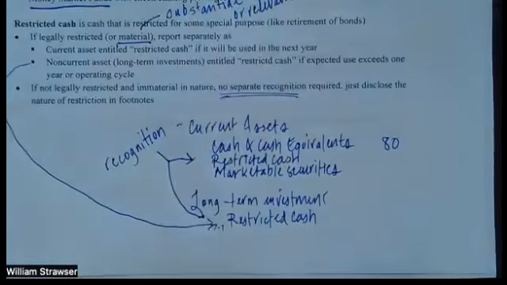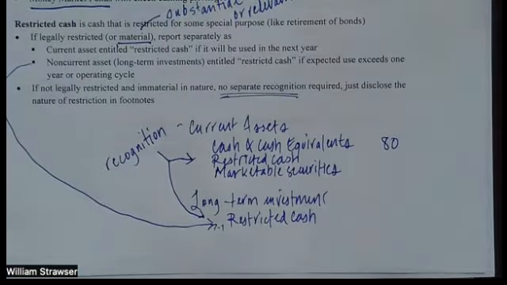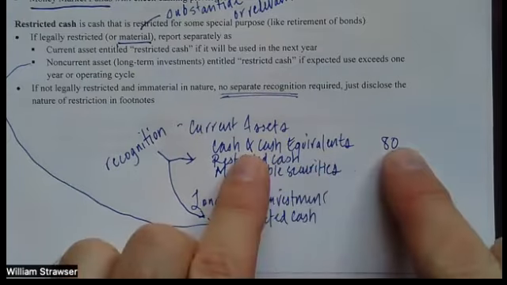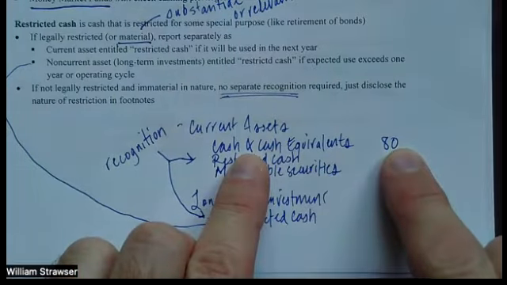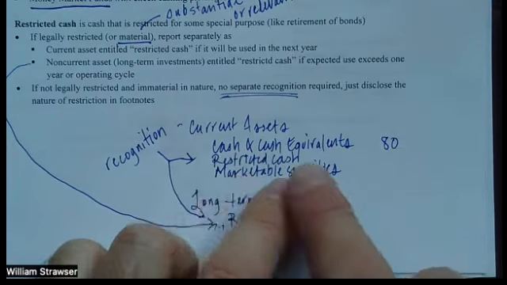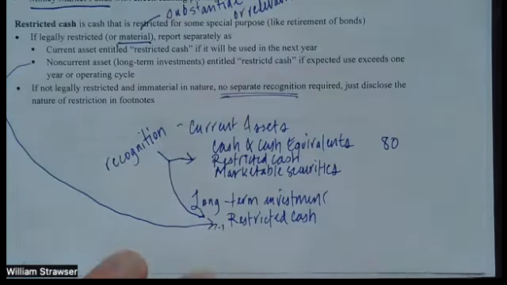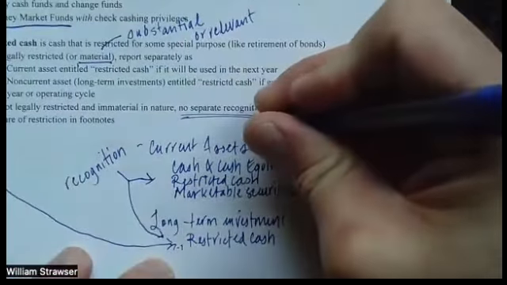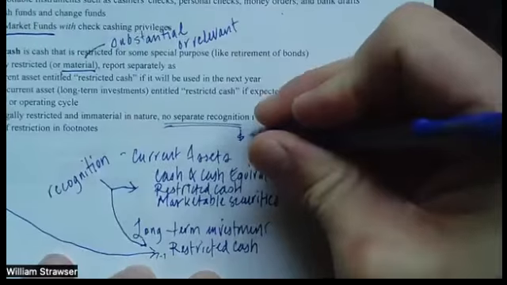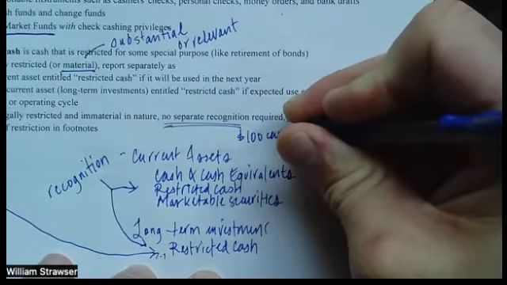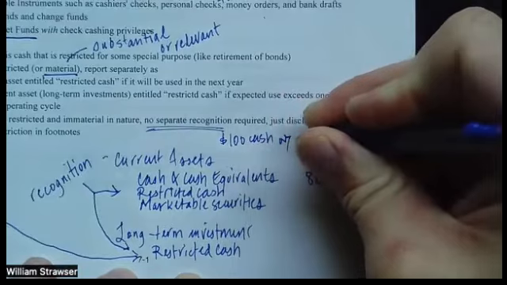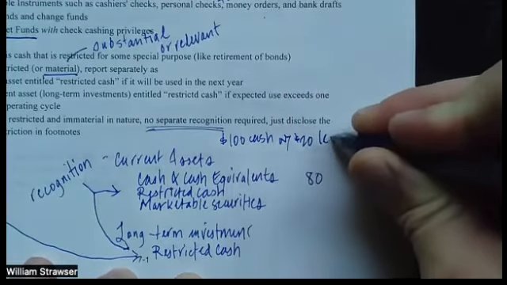Recognition means that I am changing the numbers on the financial statements, how the accounts appear on the financial statements. In this case, instead of listing $100 of cash and cash equivalents, I only had 80 and then had 20 set aside either here or here, depending. And just to write that up there so it's pretty clear: $100 cash with $20 legally restricted.